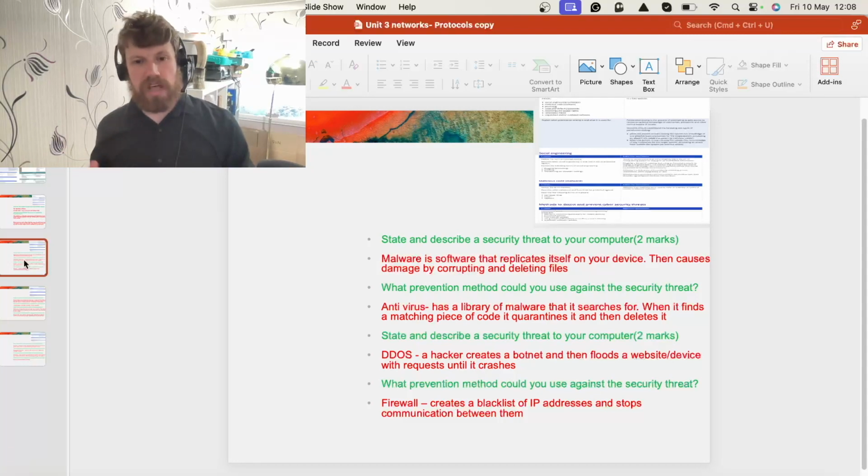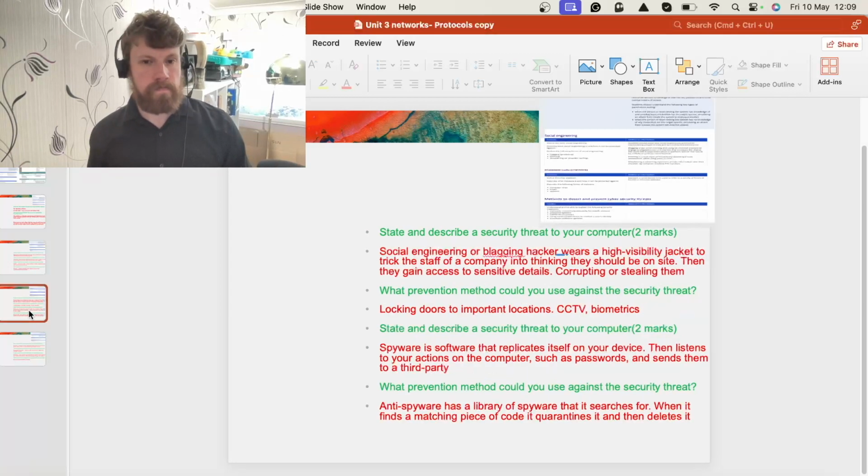It then matches that piece of code and then quarantines it and deletes it. The next one, another high frequency one, is a DDoS. DDoS is where a hacker creates what's called a botnet, which is just loads of computers that they've taken control of. It then floods a website or device with requests until it crashes. A prevention method for this is a firewall, and what it does is it creates a blacklist of IP addresses and then stops communication between them and those IP addresses.